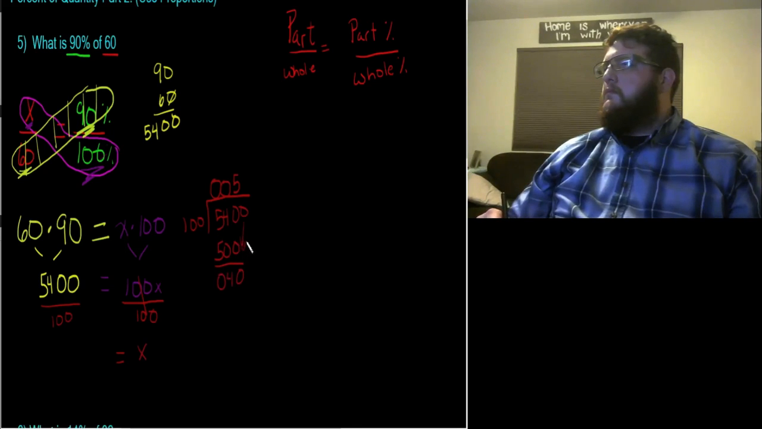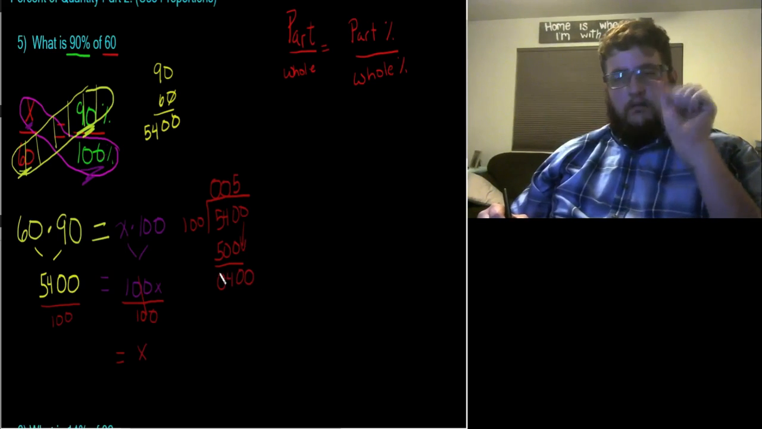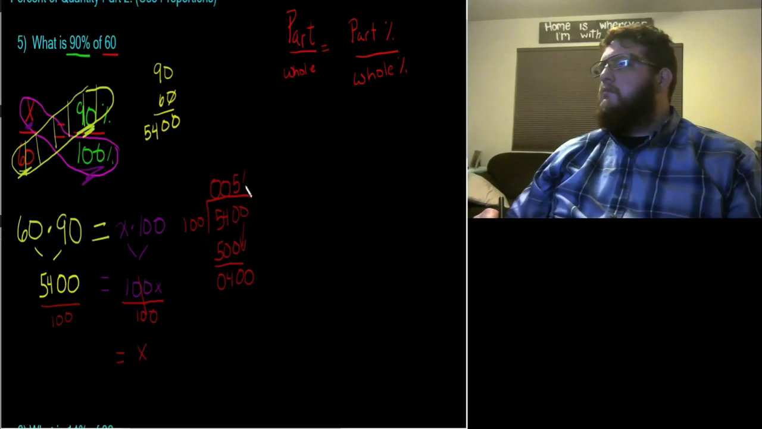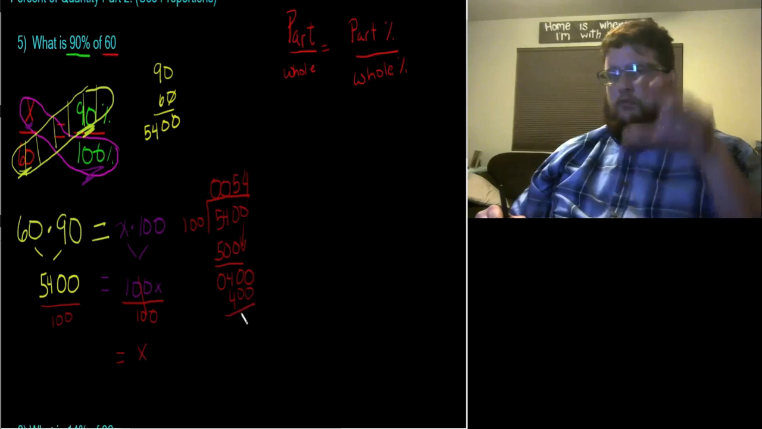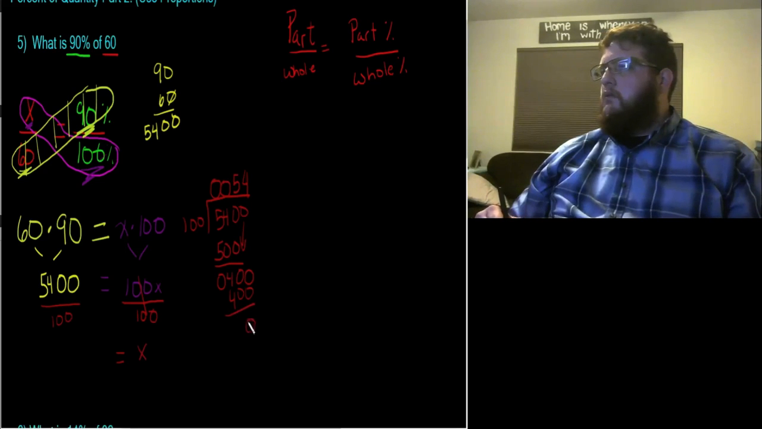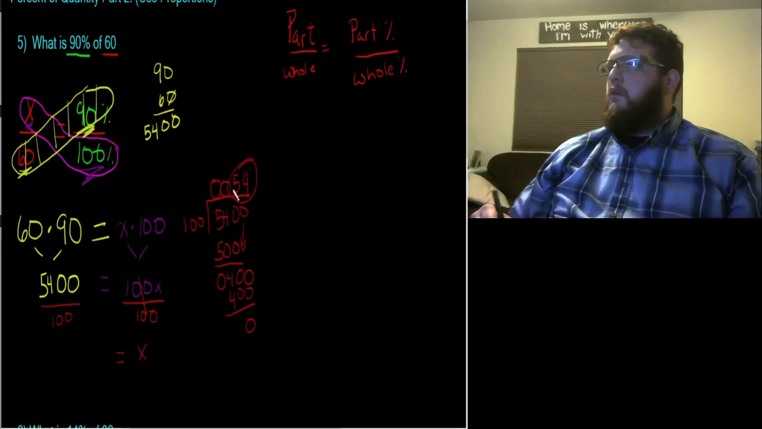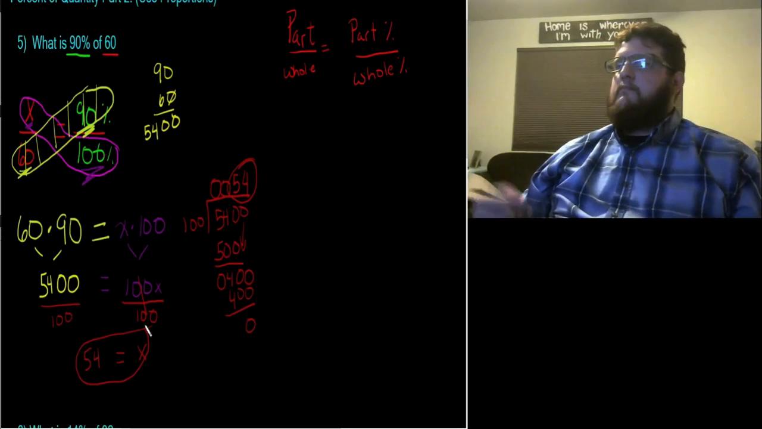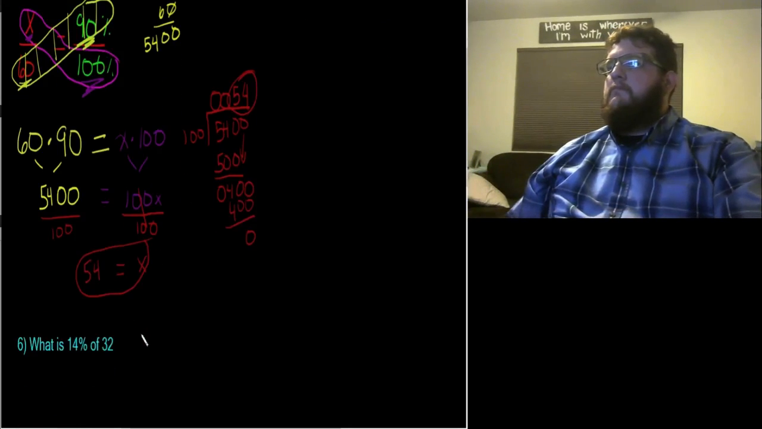Now we'll bring down the last 0, and you'll notice that 100 goes into 400 4 times. 4 times 100 is 400. When I subtract them, I'm left with 0. So the answer is 54. X equals 54. So 90% of 60 is 54. And that's it. Let's move on.